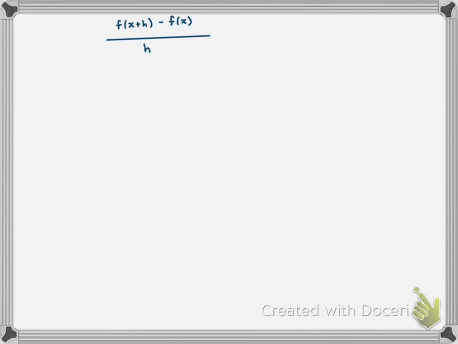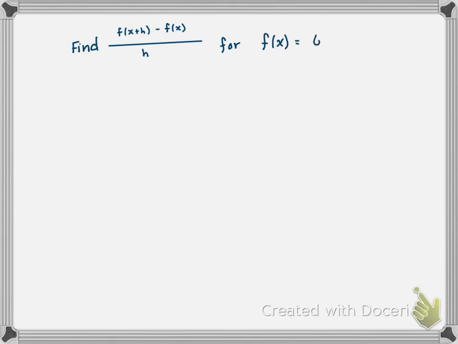So here we go. Let's find f of x plus h minus f of x over h for f of x equals 6 minus 5x. Again, write this in your first step, f of x plus h minus f of x over h.